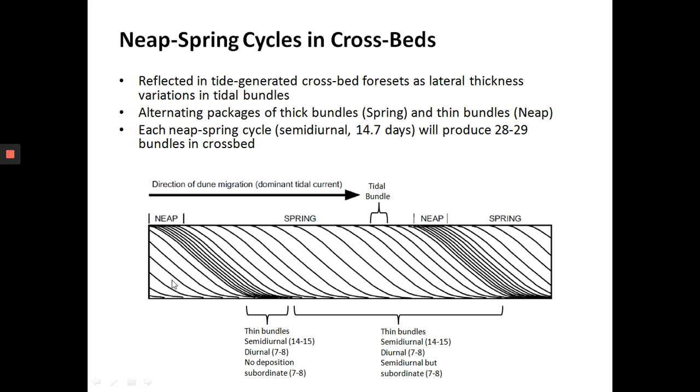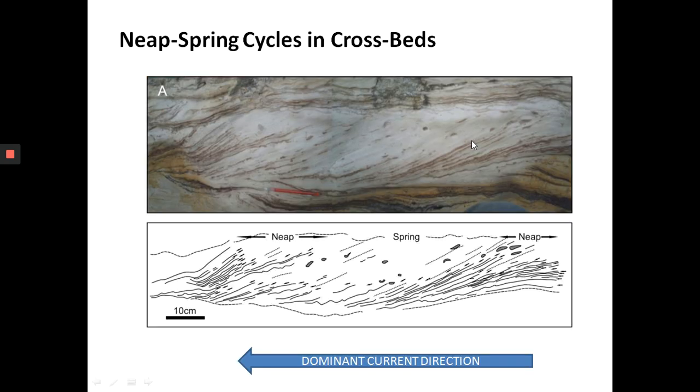So you get this thick, thin, thick, thin alternating packages of tidal bundles, and this represents neap-spring cyclicity. Neap is lower energy, thinner, muddier packages; spring is high energy because of a high tidal range, thicker, sandier packages in between. So you get alternating packages of thick bundles and thin bundles. Each neap-spring cycle, semi-diurnal system, 14.7 days will produce 28 to 29 bundles in the crossbed.